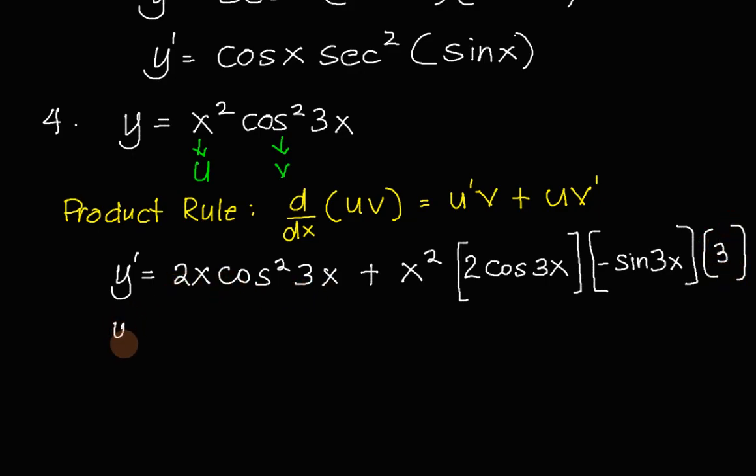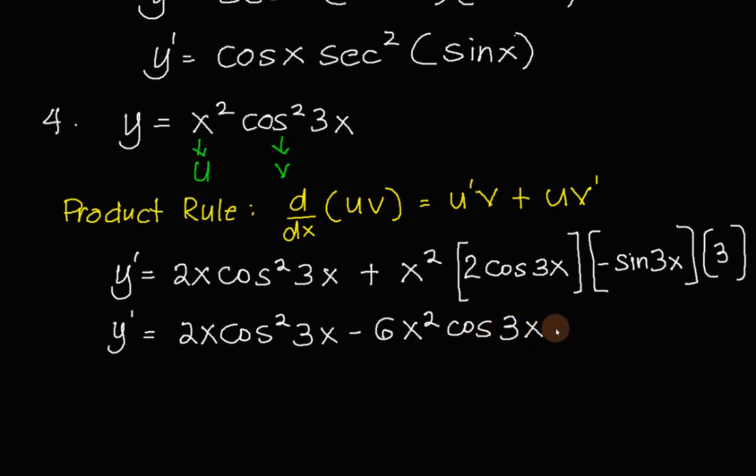Okay? And that is y prime equals 2x cosine squared 3x, plus x squared times negative sine 3x times 3, then times 2, that's negative 6x squared cosine 3x sine 3x. So this is the derivative of the given function: 2x cosine squared 3x minus 6x squared cosine 3x sine 3x.